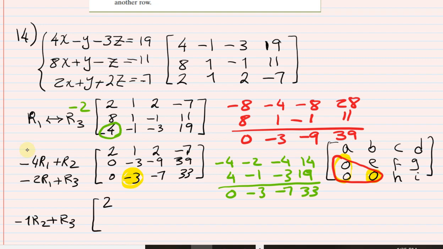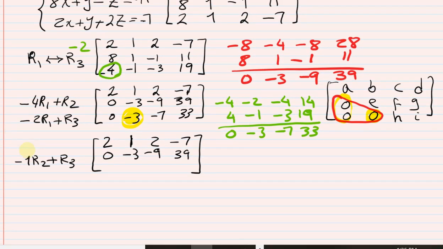Okay, row 1 is 2, 1, 2, negative 7. That's unchanged. That's not altered. The second row itself isn't going to change, right? Because it's helping me now to get to the third row. Okay, now let's multiply negative 1 times row 2. Negative 1 times existing row 2. That's going to be 0. Negative 1 by negative 3 is 3. Negative 1 by negative 9 is 9. And negative 1 times 39, negative 39. So I just multiplied this negative 1 times all 4 of these numbers.